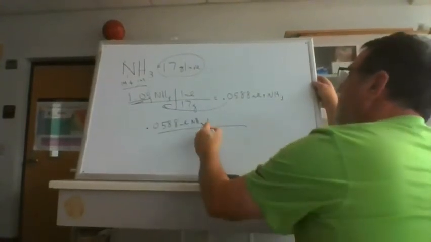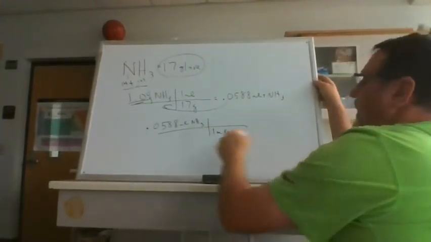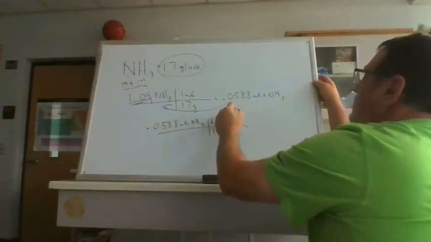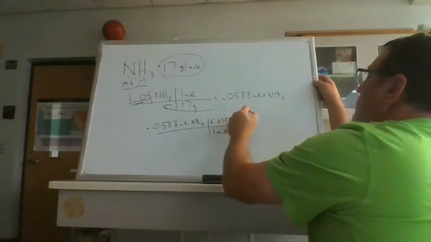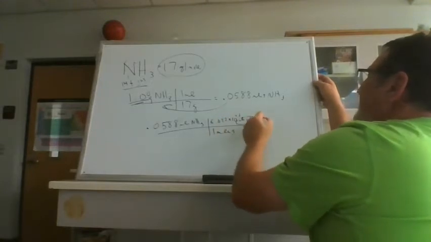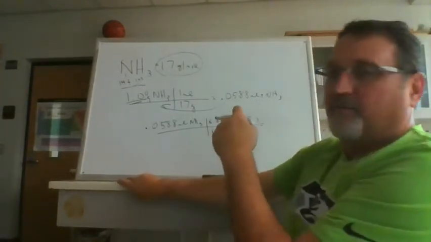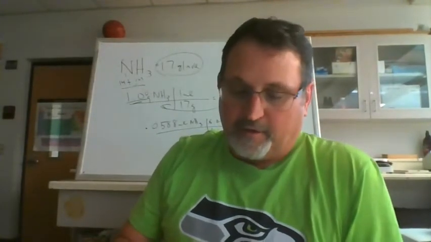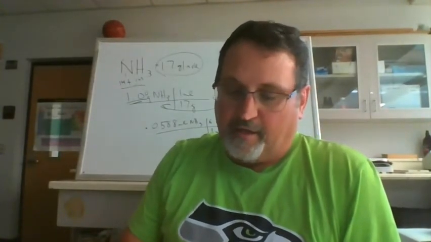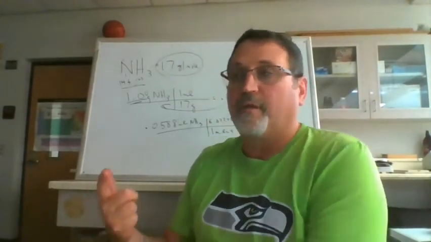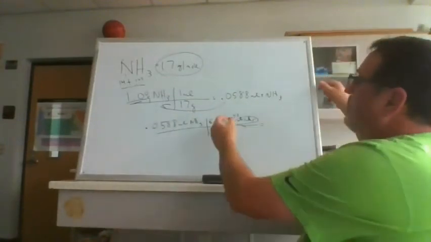The definition of a mole is that a mole is made up of 6.022 times 10 to the 23rd molecules. So notice you really want to think about what unit it is specifically asking for. It's not asking for moles anymore, it's asking for molecules. So we have to take it 1 step farther. So it's 0.0588 times 6.022 times 10 to the 23rd.